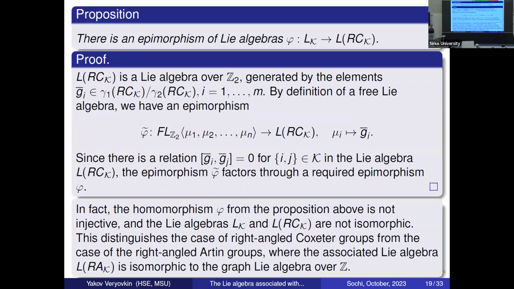We have a proposition. There is an epimorphism of Lie algebras from the graph Lie algebra to the associated Lie algebra L(RCK).